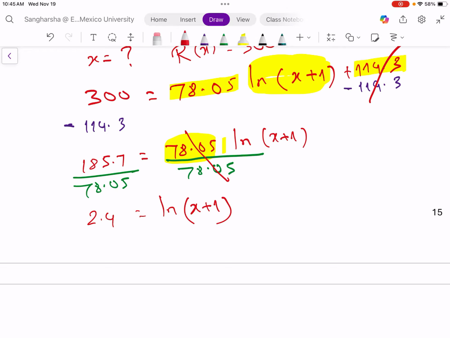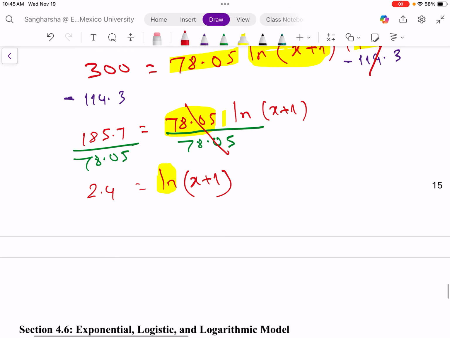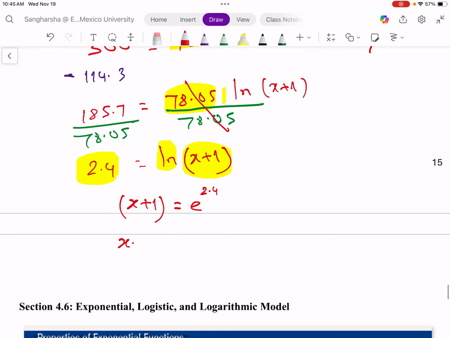Now we have to get rid of ln. So how do we get rid of this ln? By rewriting this as an exponential equation. And how do we do that? You write down this expression along with the log at first. So you write x plus 1 on one side equals the base. Now what is the base of ln? It's e. And whatever number you have on the other side will be the exponent. So e to the power 2.4. So we have x plus 1 equals e to the power 2.4.